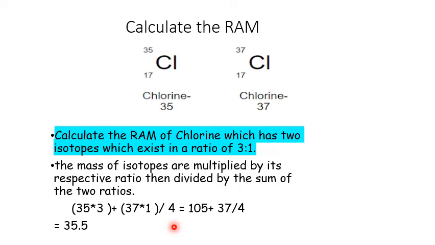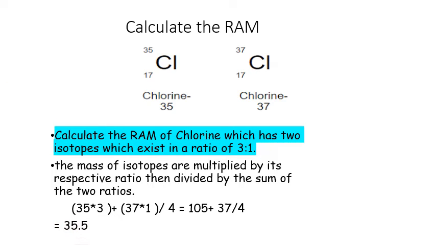Go ahead and try it for me. Put it in your calculator and you should be getting 35.5. And the way that you know that your answer is correct is you look at the periodic table and see what is the mass of chlorine. If your calculation is giving you the same number which you're seeing in the periodic table, then your answer is correct.